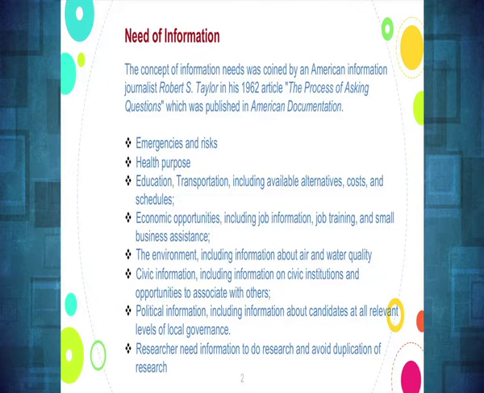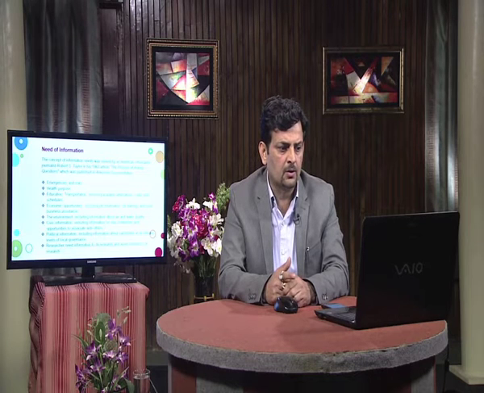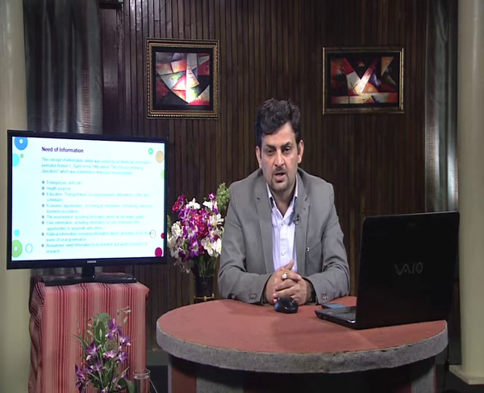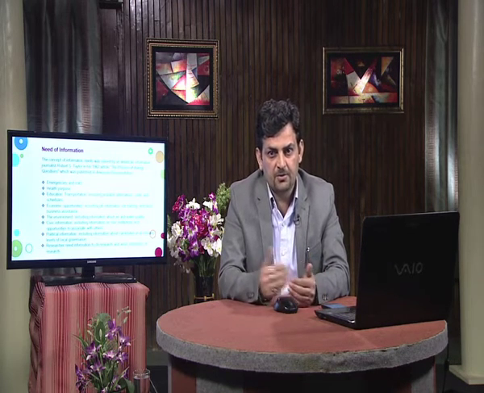In addition to that, for economic opportunity, including job information, we need to know where jobs are available, where job training is being provided, and what assistance is being provided to small businesses. All these initiatives also need information in day to day life. Then there is environmental information, including air and water quality. Nowadays environmental pollution is a major problem, so sometimes when we have to cycle outdoors, we need to know in which air quality it is healthy to cycle outside. That kind of information we also need in day to day life.